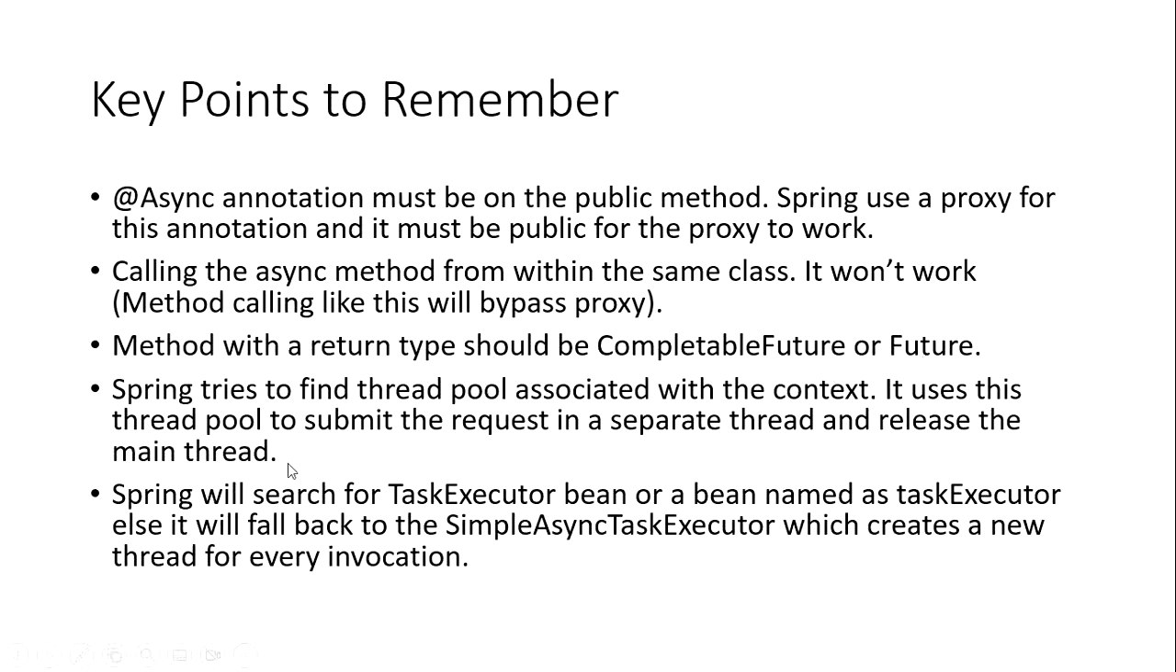Now, Spring tries to find a thread pool associated with the context. It uses this thread pool to submit the request in a separate thread and release the main thread. This is an important point: Spring will search for a TaskExecutor bean or a bean named taskExecutor. Otherwise, if it doesn't find one, it falls back to the SimpleAsyncTaskExecutor, which creates a new thread for every invocation. I already showed this.